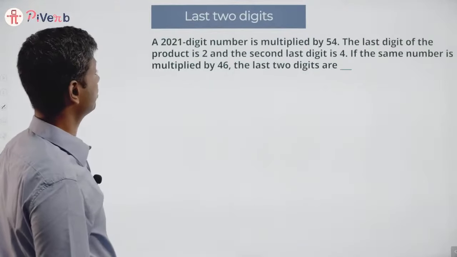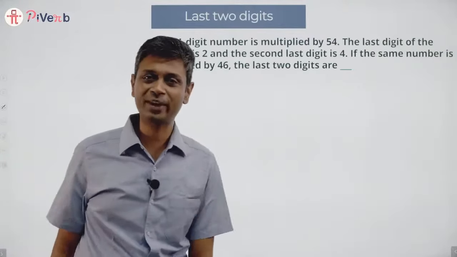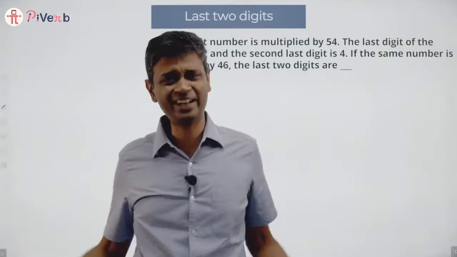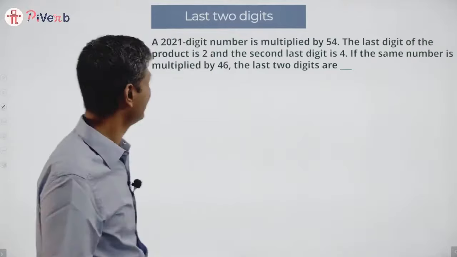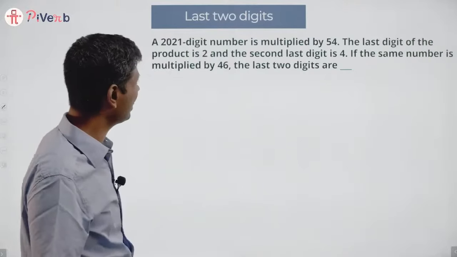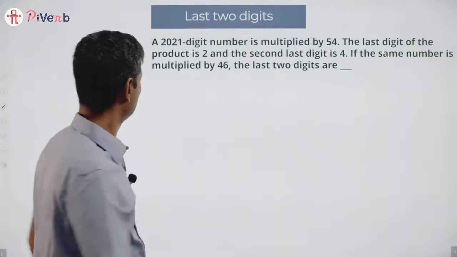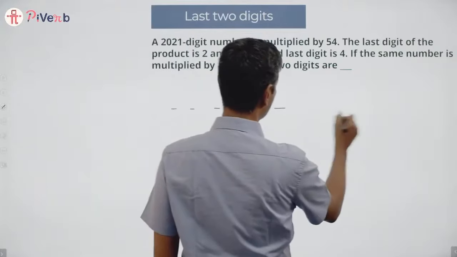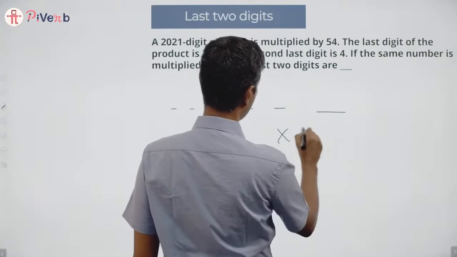A 2021 digit number is multiplied by 54. Straight away, I know I cannot do this question algebraically. I cannot write down a 2021 digit number. The last digit is 2 and the second last digit is 4. I have a 2021 digit number multiplied by 54.